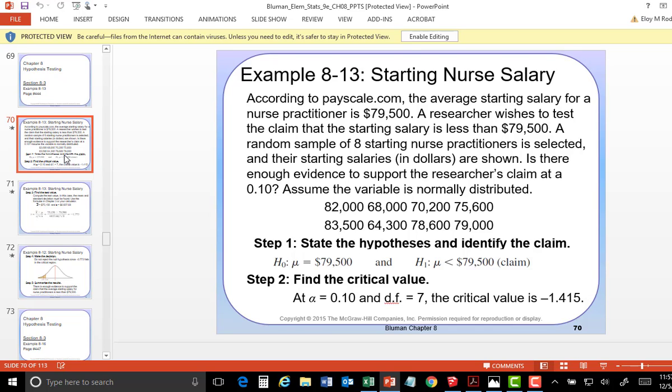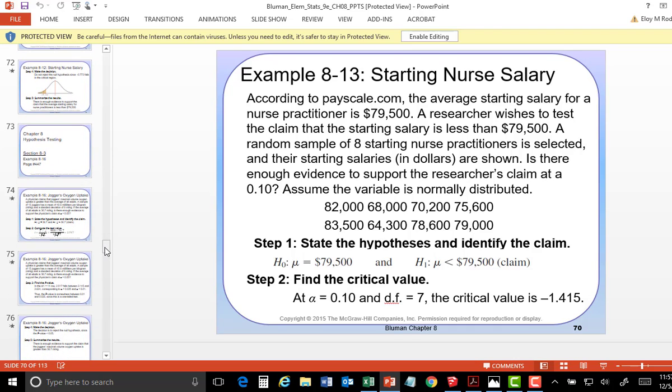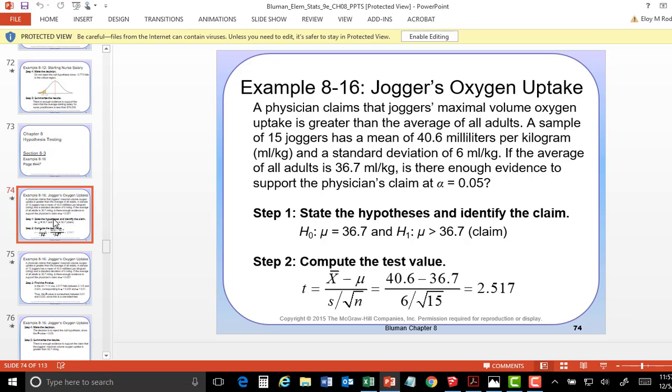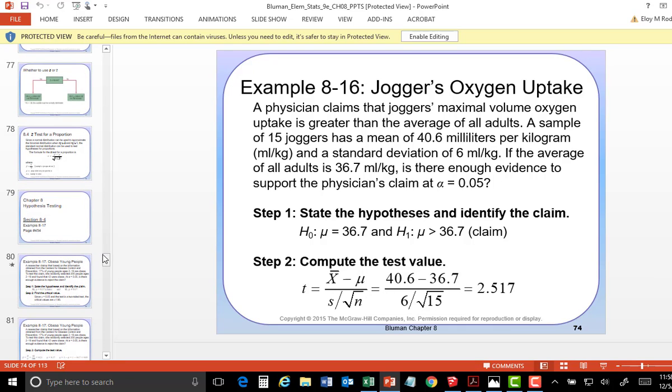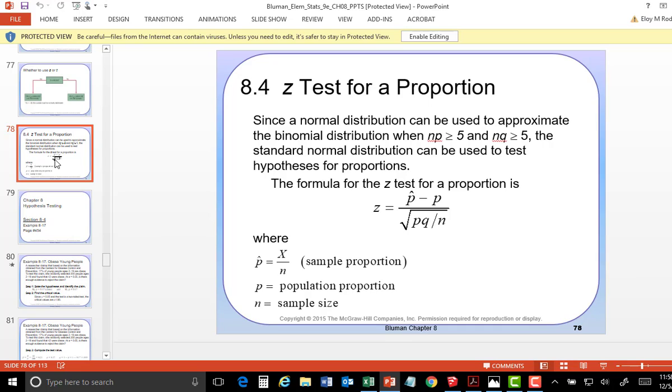That's another one, degrees of freedom. Let's see. This is another t-distribution test statistic. Alpha is 0.05. This is a right tail, one tail to the right. And let's see, there it is. Test for proportion. This is going to be your test statistic when we're talking about proportion.